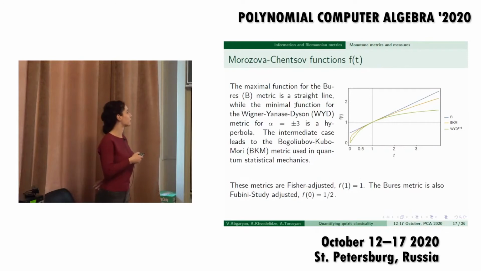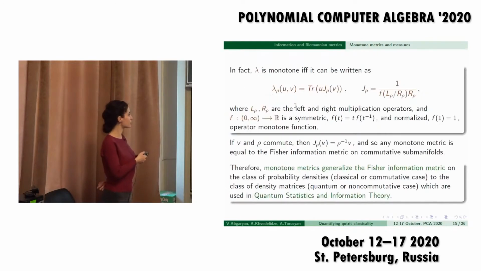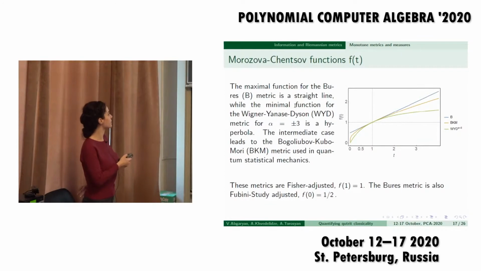So here is just the picture of these functions. You can see that the Bures metric, which is just a straight line, is the greatest one. The Wigner-Yanase-Dyson metric, which I plotted for alpha equals 3 or minus 3, it's the same result. It's a hyperbola, this green one. And the intermediate case, which is the BKM metric, well, it's mostly used in quantum statistical mechanics.